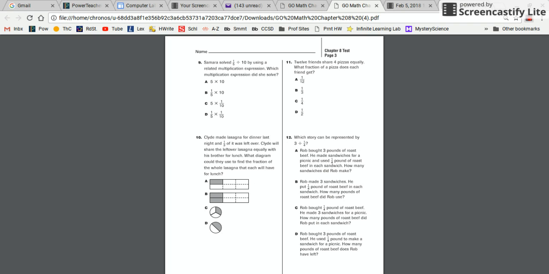Number 11. 12 friends share 4 pizzas equally. What fraction of pizza does each friend get? A. 1/12. B. 1/3. C. 1/4. Or D. 1/2.